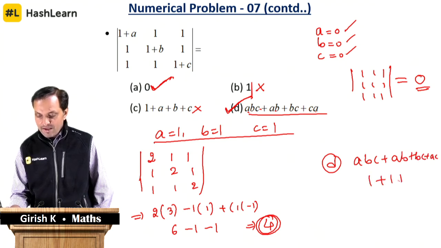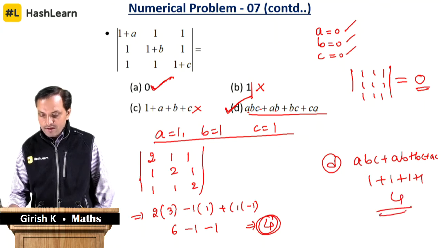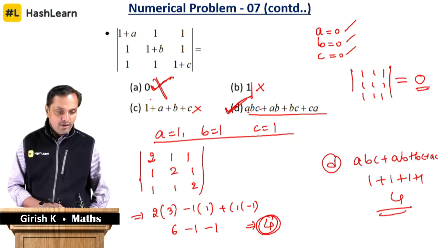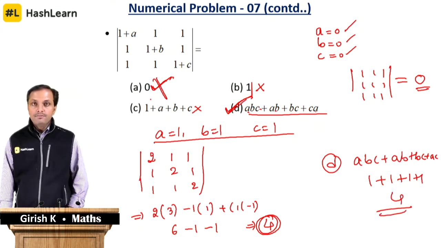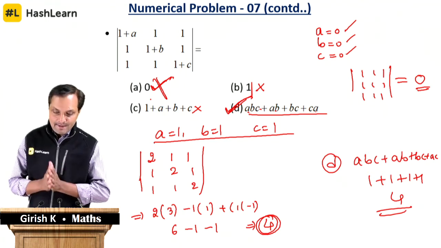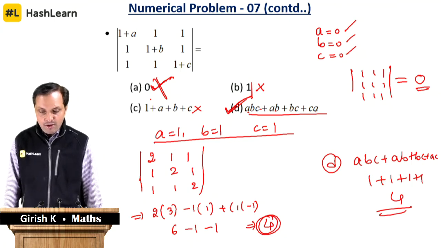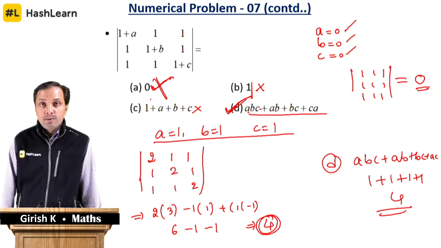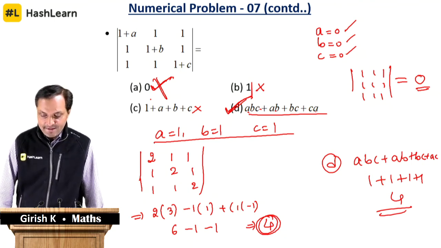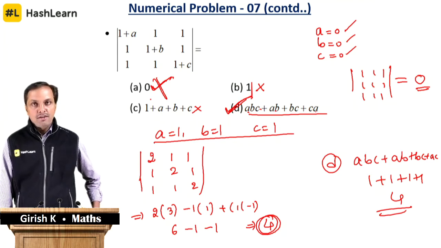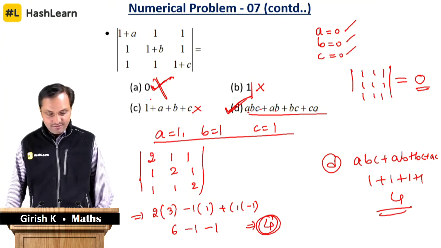1 plus 1 plus 1 plus 1 is 4. So answer is option D and not A. Hope you all followed the steps. यहाँ पे substitution method. I hope that all followed this. You can assume the values of A, B, C and solve it and get the option.